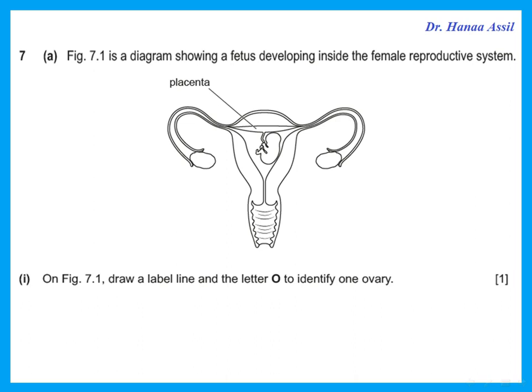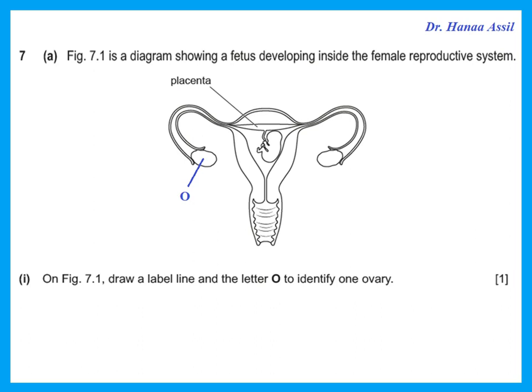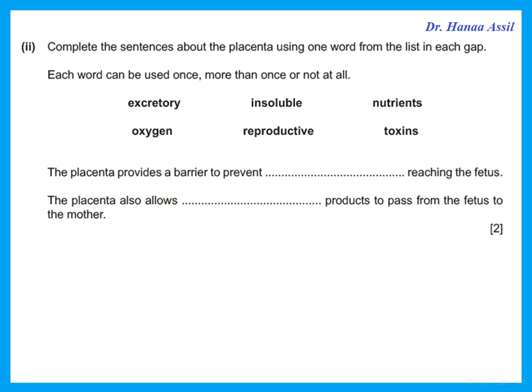Figure 7.1 is a diagram showing a fetus developing inside the female reproductive system. On figure 7.1, draw a label line and the letter O to identify one ovary. Where is the ovary? The ovary is that small circle on both sides, so you can label this one or the other one. That is the ovary. Remember, the ovary is the one that produces eggs, so it produces the female cell and it produces the female hormone.